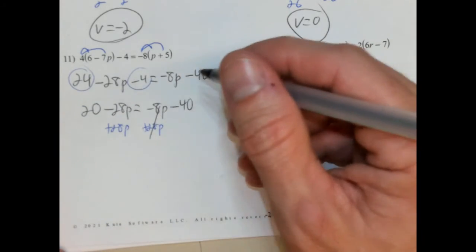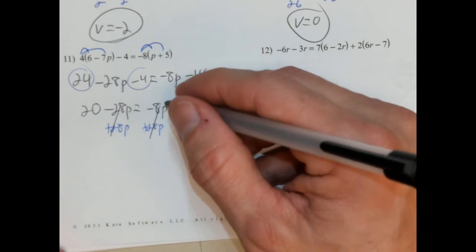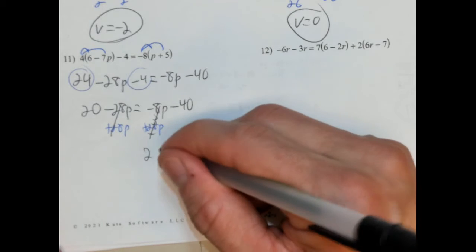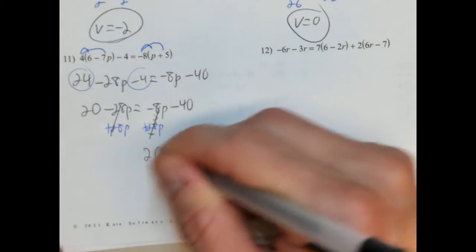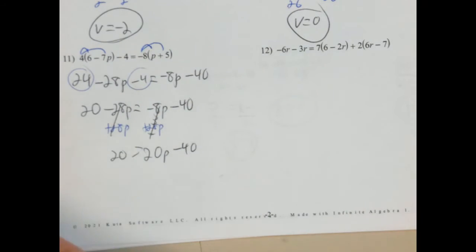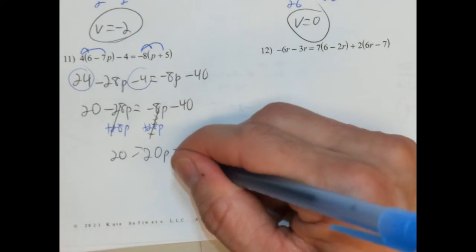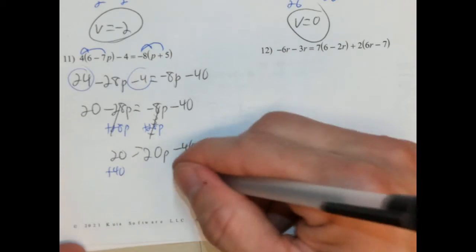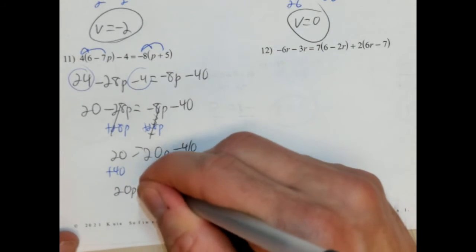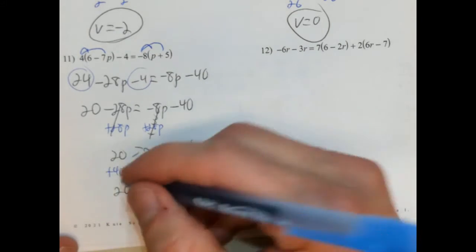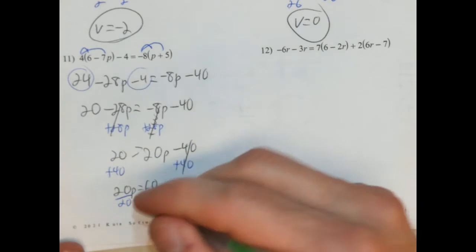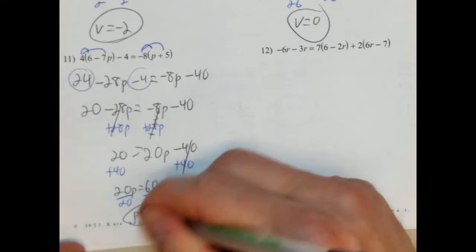So we're going to have negative 8, I don't know, I crossed it out. Negative 8 plus 28p would be positive 20p. Minus 40 equals 20. We're going to add 40 to both sides. So 20p equals 60. We're going to divide by our coefficient, which is 20. And p is equal to 3. Okay?